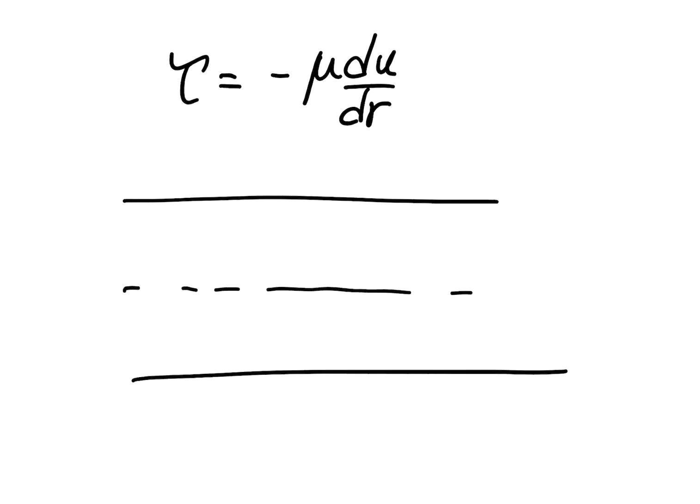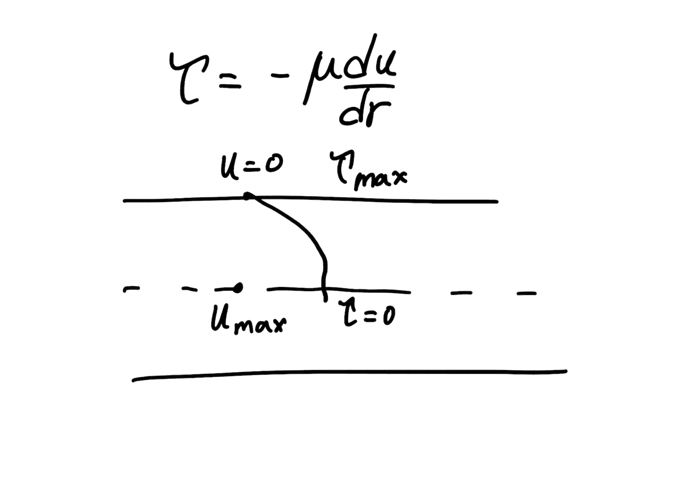Here is the pipe. Here is the surface where u is 0 and shear stress is maximum, and here is the surface where u is going to be maximum and shear stress is going to be 0. In the direction in which u increases, tau actually decreases. So tau goes from maximum to 0.